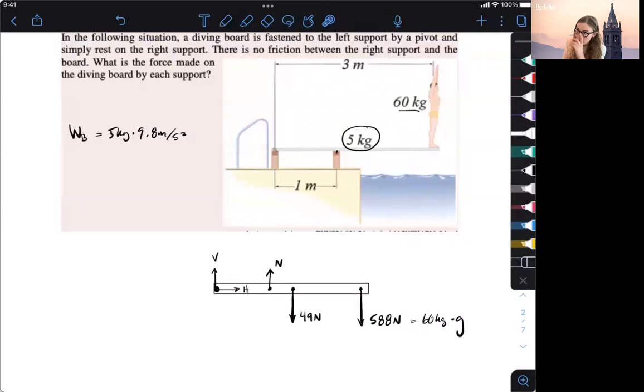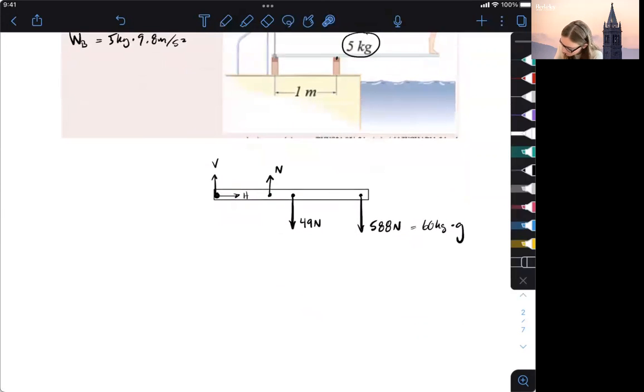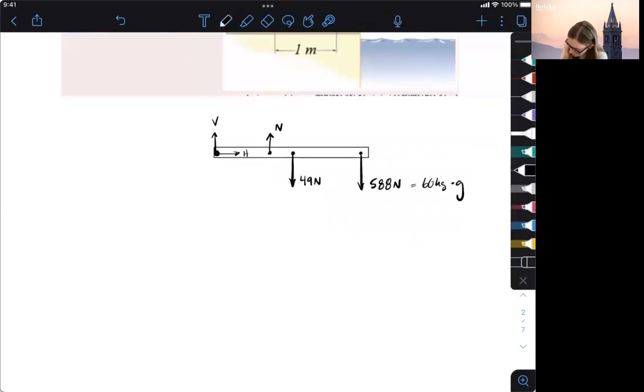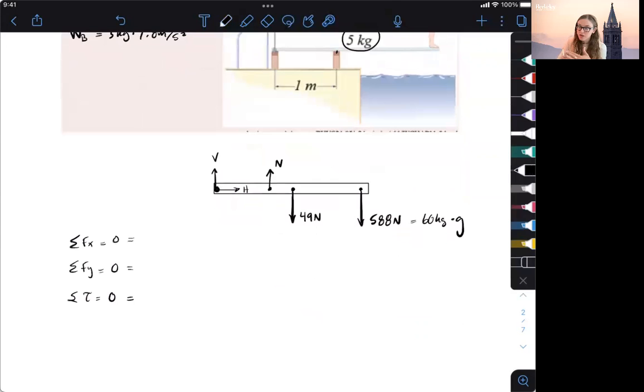Okay, so next what we're going to do is look at the sum of forces in the X, the sum of forces in the Y, and then the torques. So X, Y, and torques. Because the system is in static equilibrium and we know we're dealing with statics, we can say they're all equal to 0, but we need to find out what that 0 value is, right? We need to figure out all of the things that are going to be counteracting each other that are going to give us that 0 value.